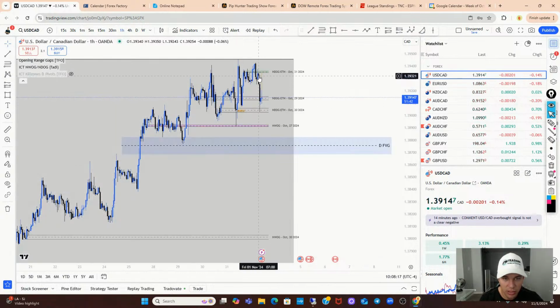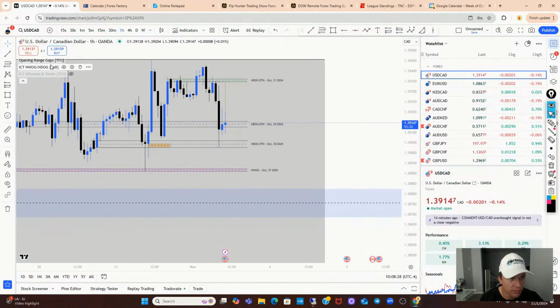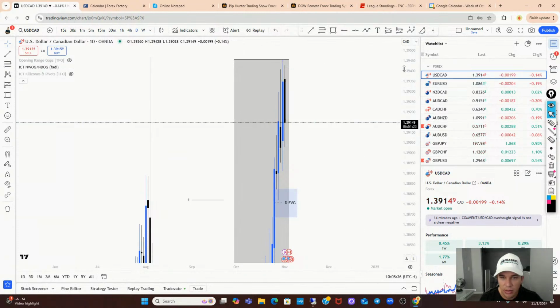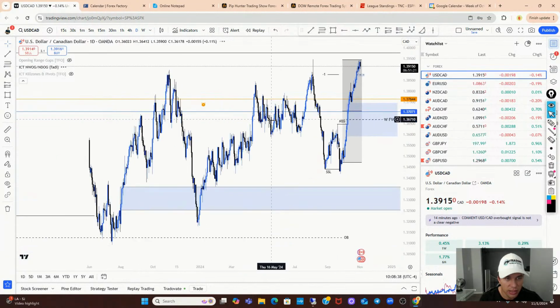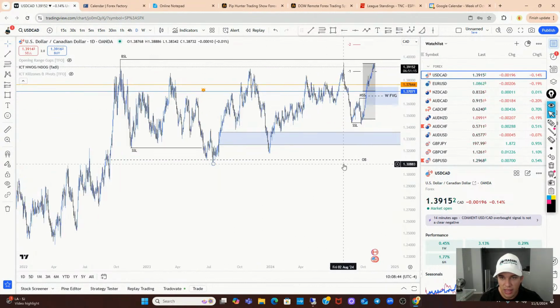We did have a little bit of a run to our new daily opening gap from yesterday. We rejected that area, so we're still waiting for some movement to the downside, some sort of correction. Going to the daily, we are hunting areas of buy side liquidity. If you zoom out, you can see we have resting buy side liquidity above, and we're expanding to that area of liquidity.